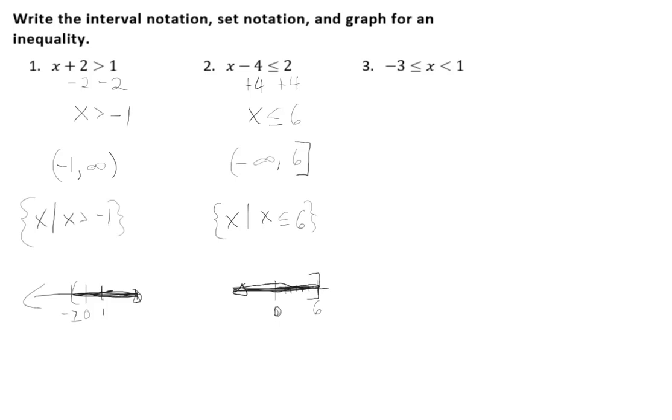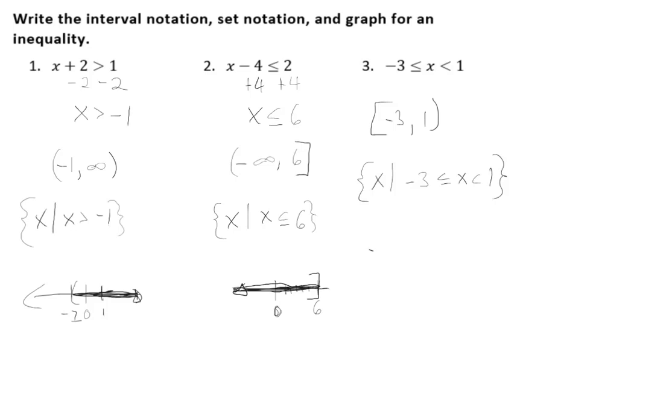Here, it's already solved for x, and so that would be our solution already, but we're starting at -3 and going to 1. This is included. This is not, so it gets a parenthesis. So we'd say x such that -3 less than or equal to x less than 1, curly bracket.